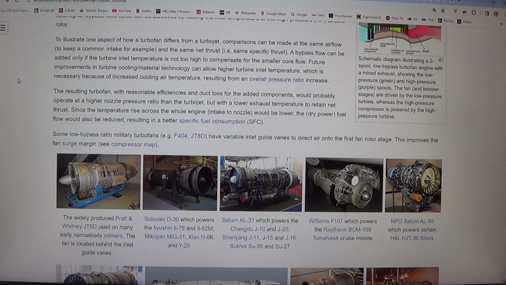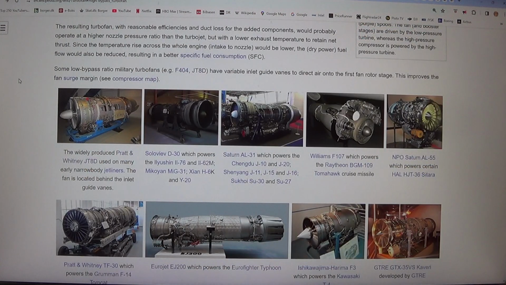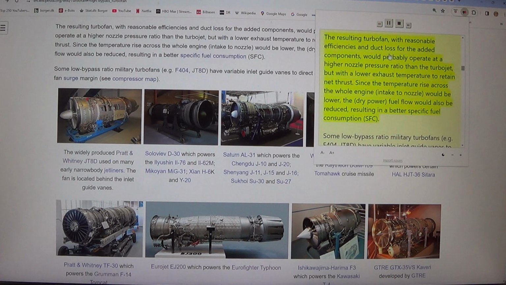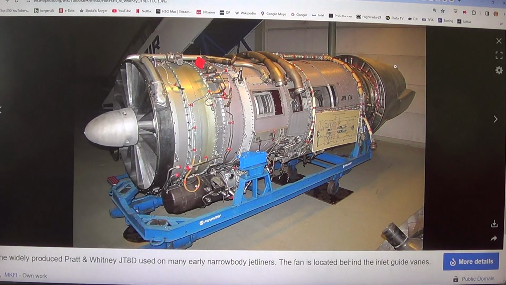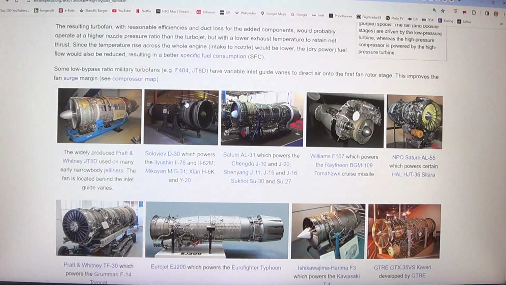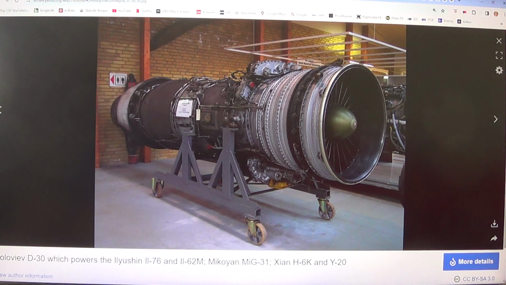The resulting turbofan, with reasonable efficiencies and duct loss for the added components, would probably operate at a higher nozzle pressure ratio than the turbojet, but with a lower exhaust temperature to retain net thrust. Since the temperature rise across the whole engine, intake to nozzle, would be lower, the dry power fuel flow would also be reduced, resulting in a better specific fuel consumption, SFC.